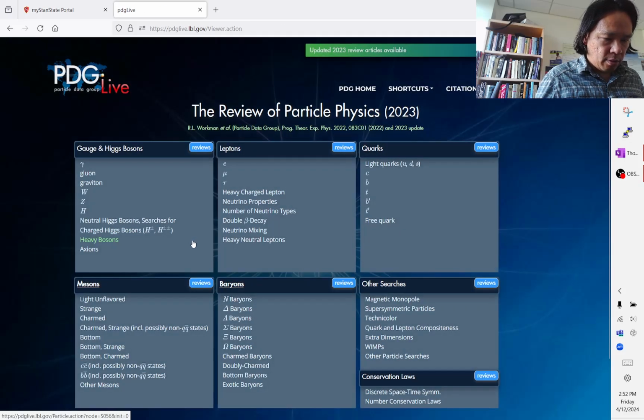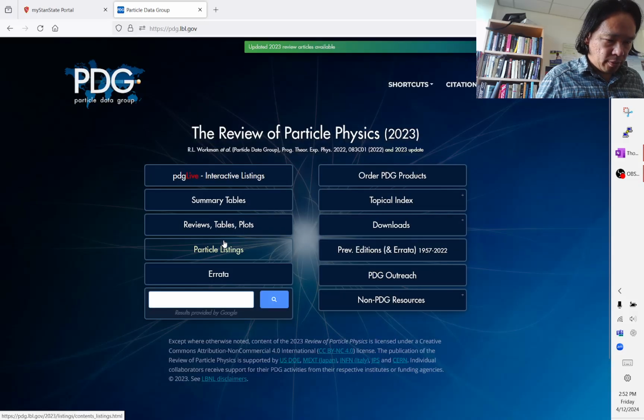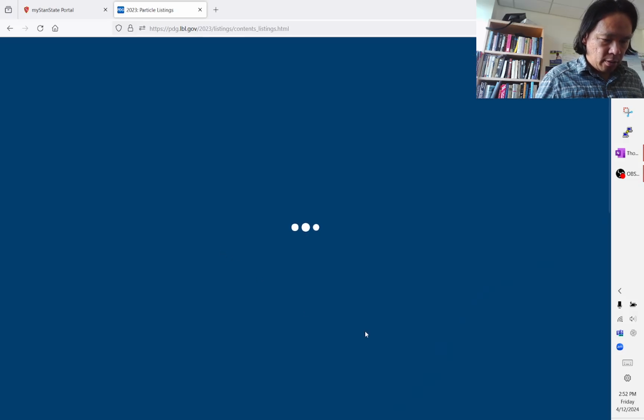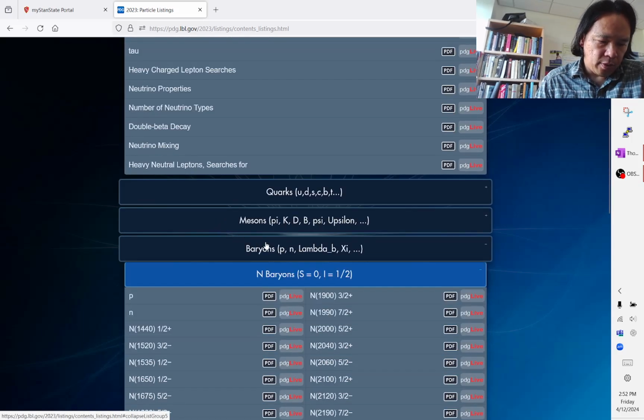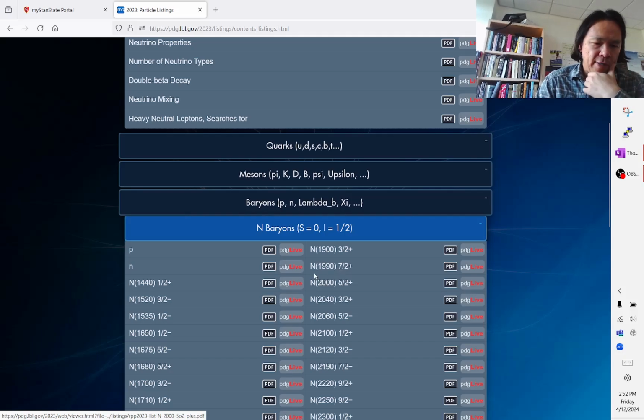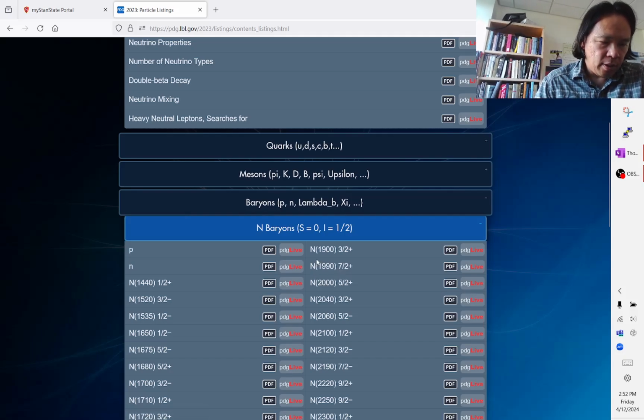Let's go back up here. Let's not go to the review. I want to go to particle listings. Okay, let's look at those baryons. Remember the protons, the neutron, lambda, and all these other ones? Those are the baryons.